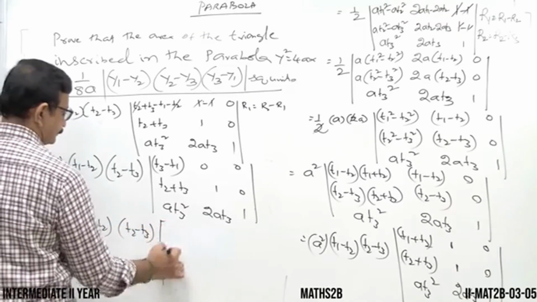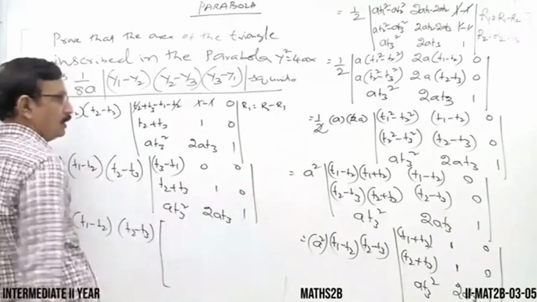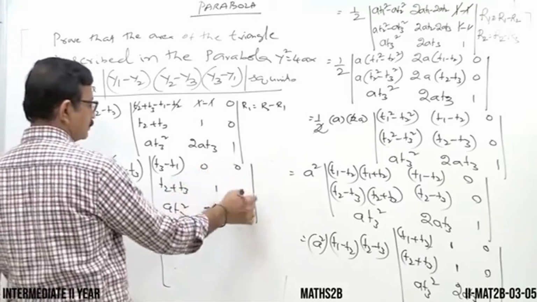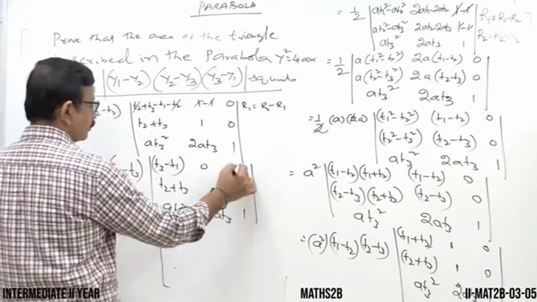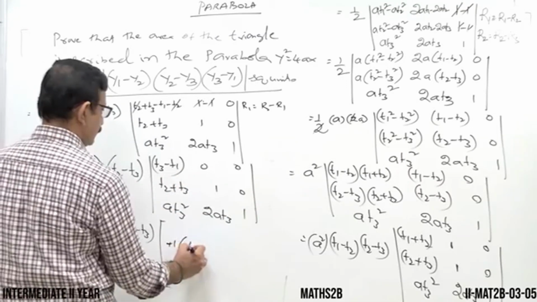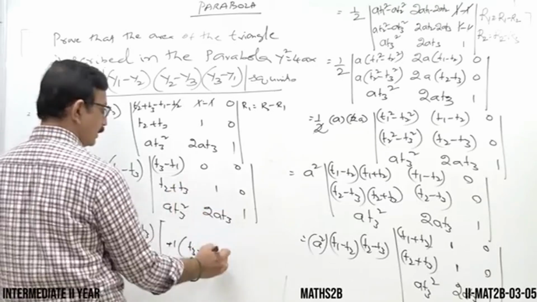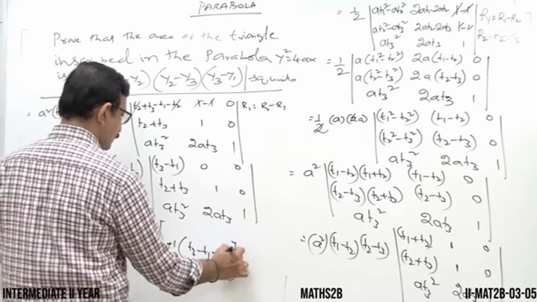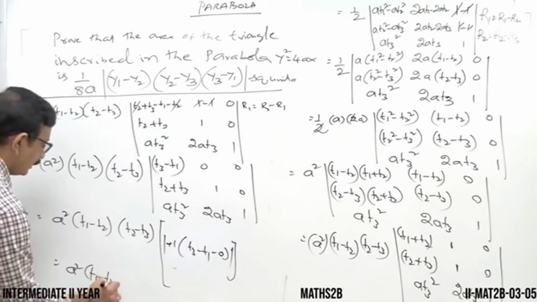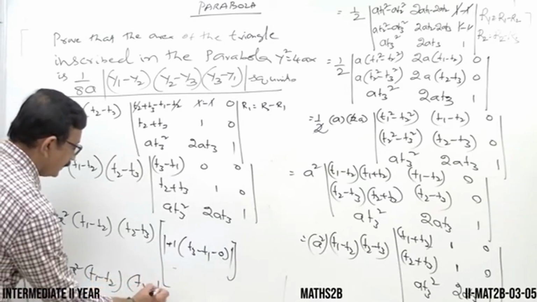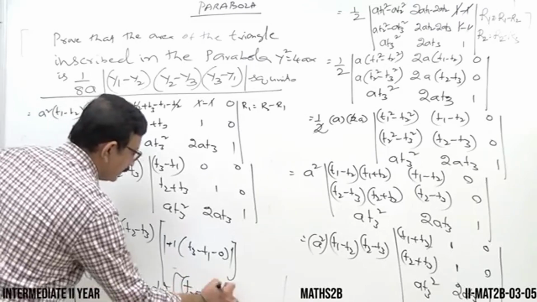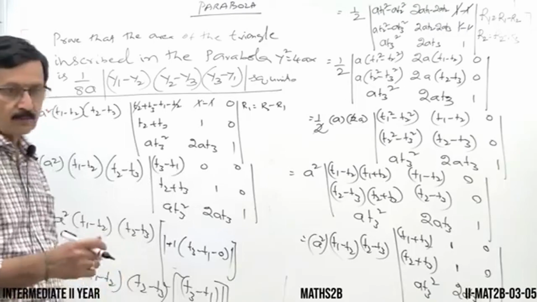Now this is the third column. Using this third column, you can find the determinant. So this is plus minus plus. So we close this column and this row, and this is left. So 1 into t3 minus t1 minus 0, isn't it? So therefore a square into t1 minus t2 into t2 minus t3 into what is left here? t3 minus t1. So like this you can simplify.